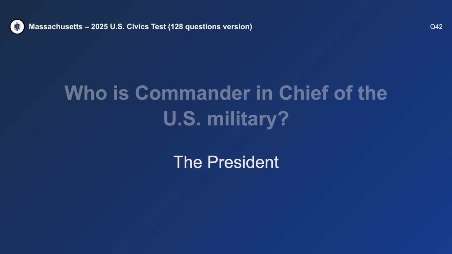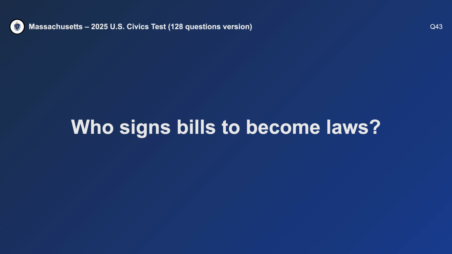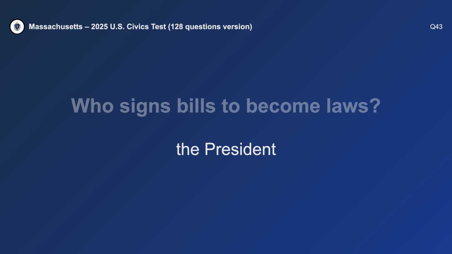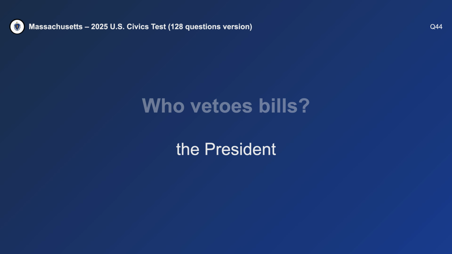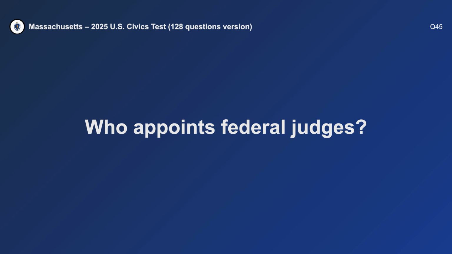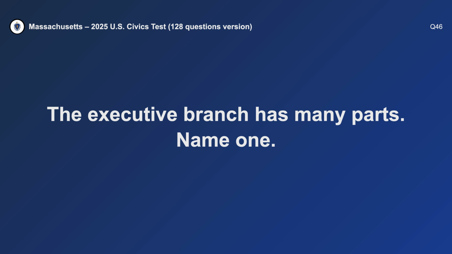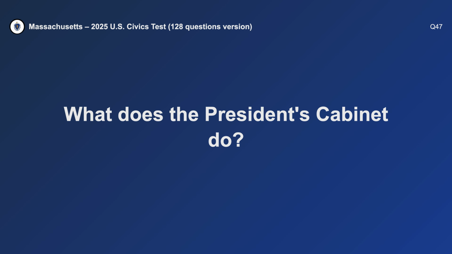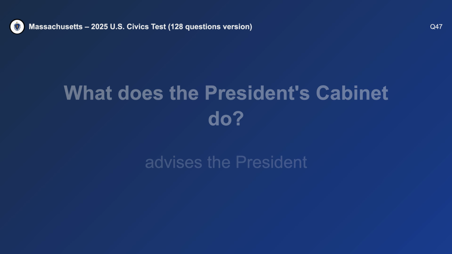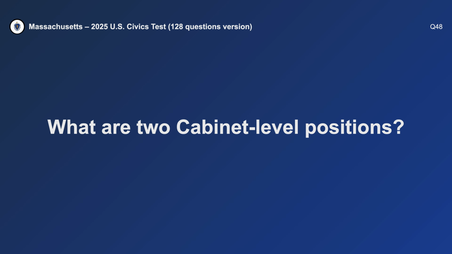The President. Who signs bills to become laws? The President. Who vetoes bills? The President. Who appoints federal judges? The President. The executive branch has many parts. Name one. The President. What does the President's cabinet do? Advises the President.